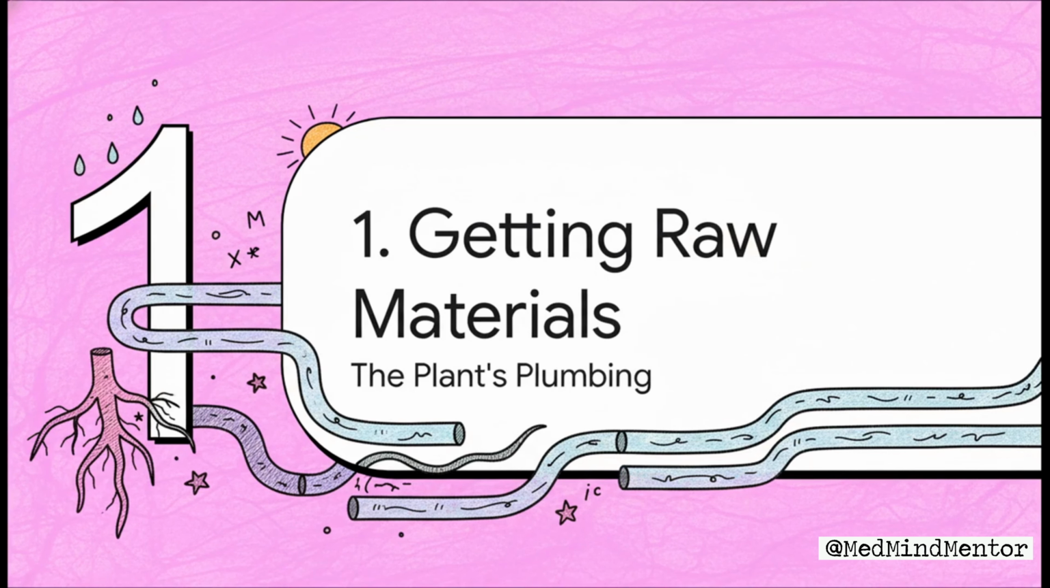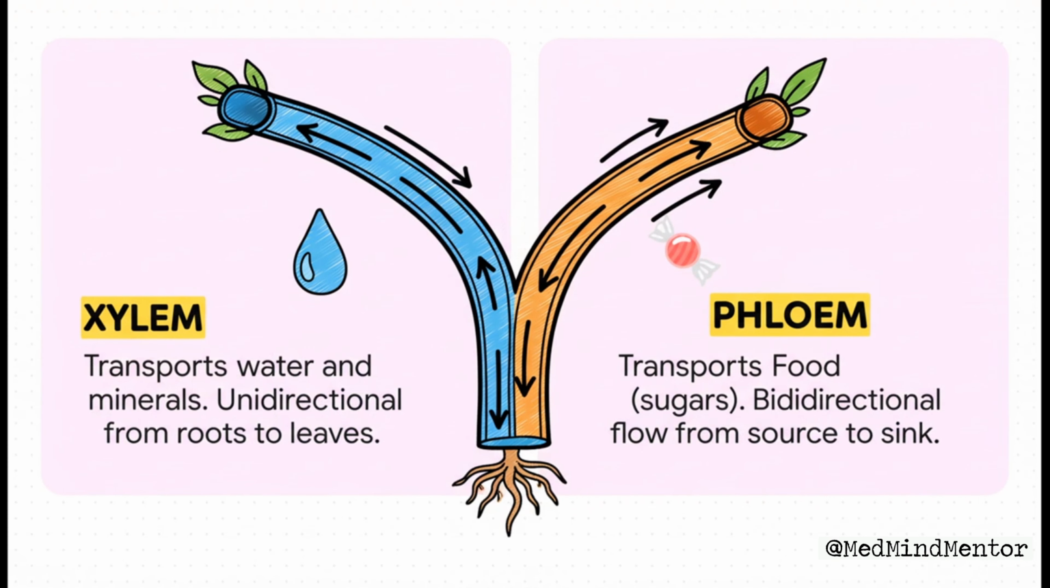All right, first things first. Before a plant can do, well, anything, it needs to get and transport all the essential building blocks for life. So let's take a look at its internal plumbing system. Okay, so check this out. A plant basically has its own transport network.